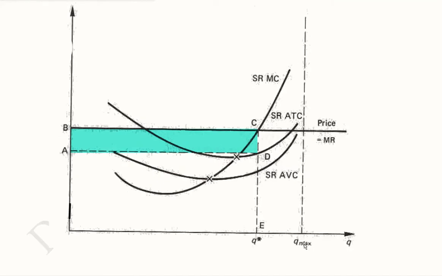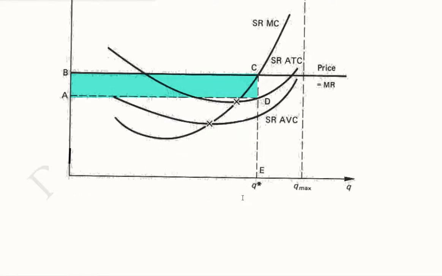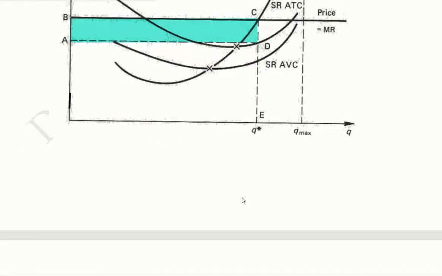We must not overlook this maximum quantity in the short run. It is a cap on the production that can happen in the short run. So the perfect competition is understood.